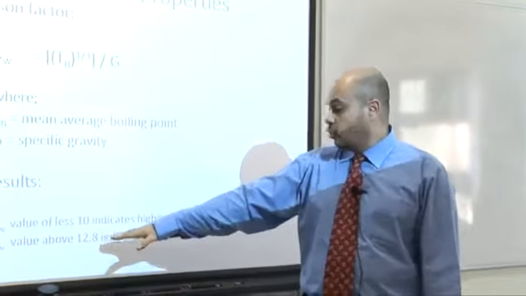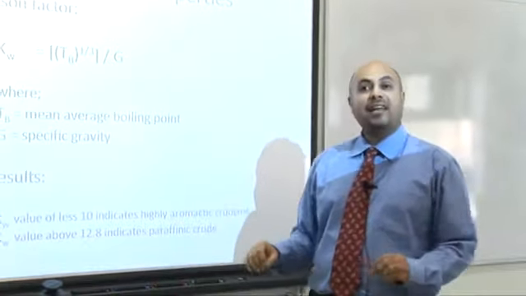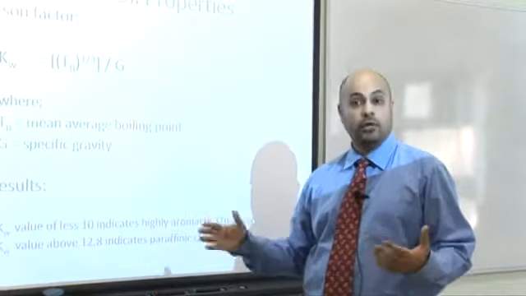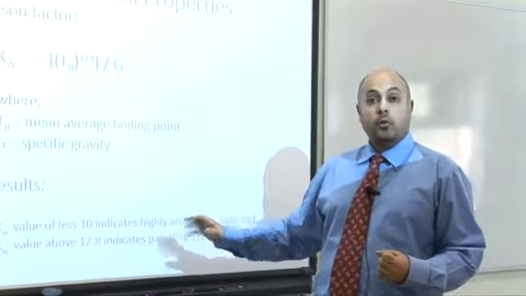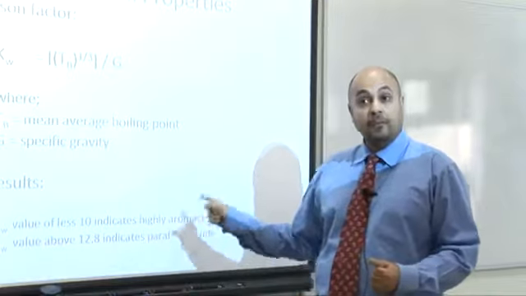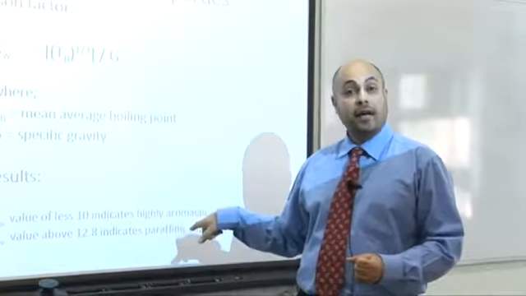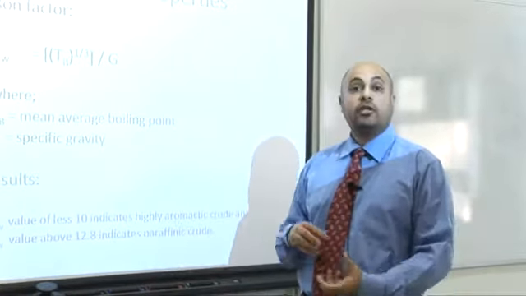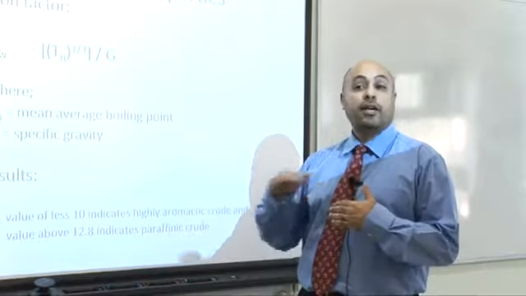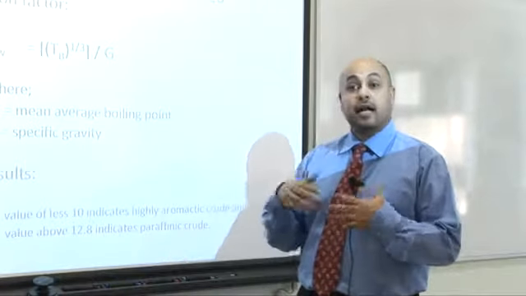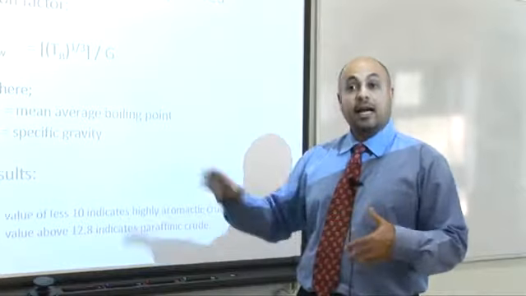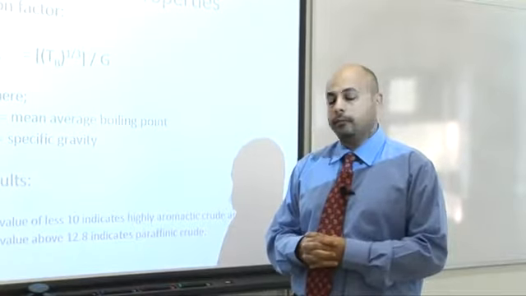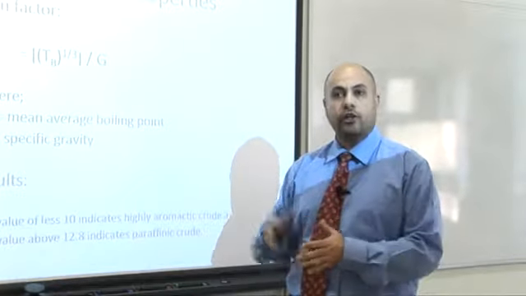If the number is 12.8 and above, it's a highly lighter crude. We call them paraffins, like methane, ethane, propane, butane. So now, when you know what your crude is, is it highly paraffinic or highly aromatic, then you can design your fractioning better. Your fractioning towers, your distillation towers, you can know how many trays you have, how many plates, and so on. So that's the idea, and it's a very important thing to do before you start analyzing your crude or production. You need to know what type of crude you have.